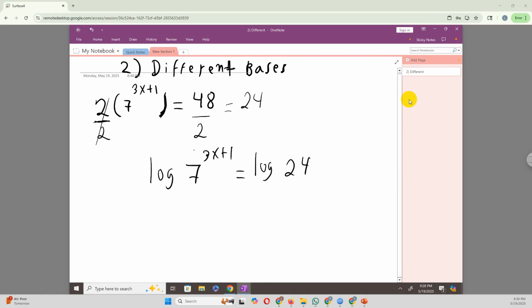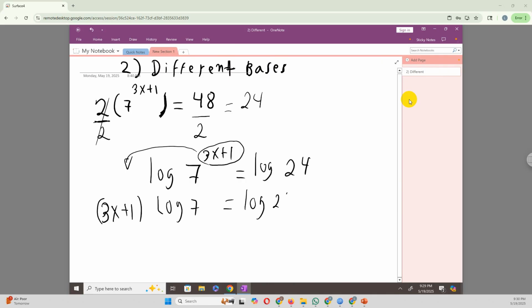Now, every time you apply logarithm on both sides, you can take the exponent and move it here, because that's a property of logarithms, right? That you can move the exponent multiplying the whole logarithm. So that's what we are doing here. We move that 3x plus 1 multiplying log of 7, and that would equal log of 24.